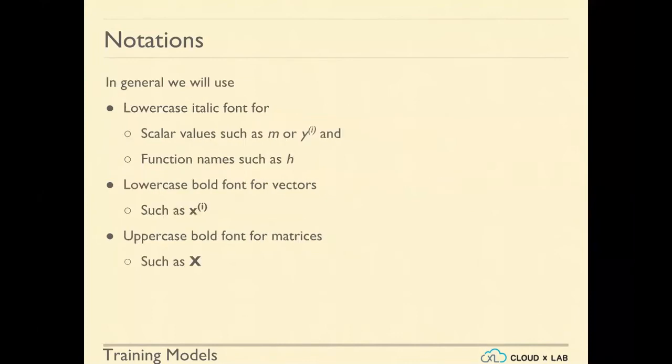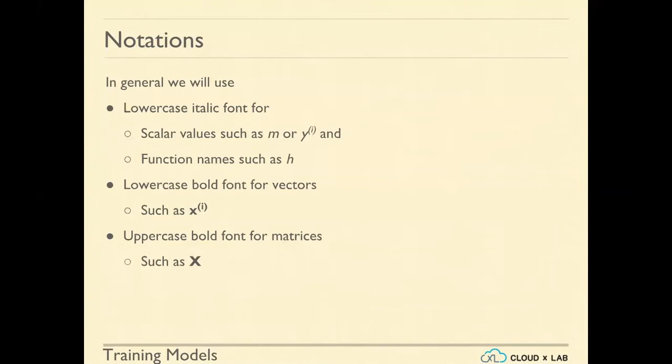In general, we use the lowercase italic font for scalar values, such as m and y, and for function names such as h. Lowercase italic values throughout we'll be using, but somewhere we have made mistakes. Lowercase bold font for vectors and uppercase bold font for matrices. This kind of notation is common in most of the books, because if you read the classic books, you will find that most of them write in terms of these symbols instead of program code.